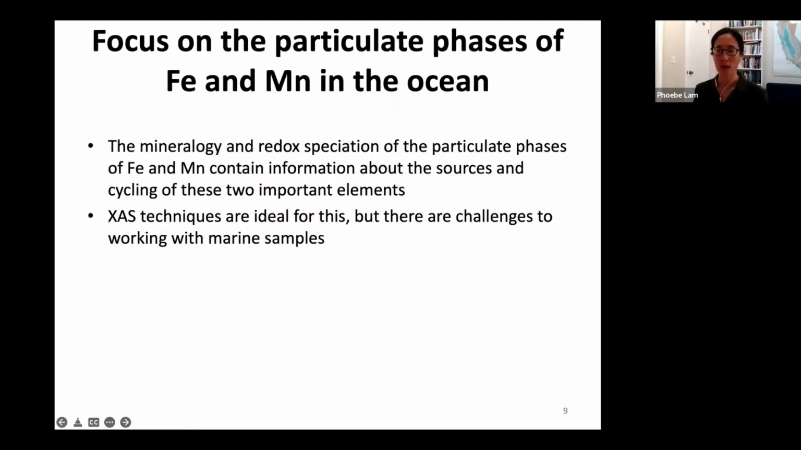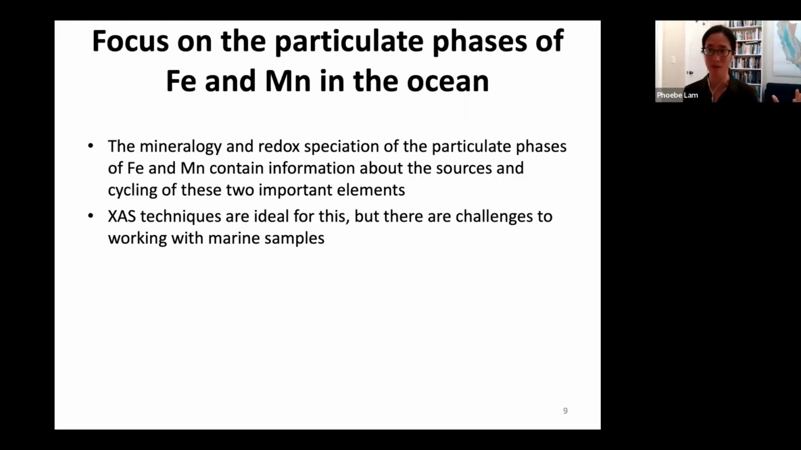Okay, so I would say that most people in oceanography of my ilk, chemical oceanographers, care about the dissolved phase because that's the bioavailable phase. But I've been focusing on the particulate phase because that holds a lot of information. So the mineralogy and the redox speciation of the particulate phases can contain information about the sources and the cycling, their sort of chemical history, their geochemical history, by just looking at their mineralogy and speciation.